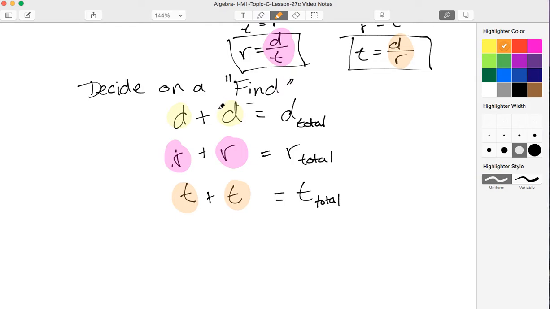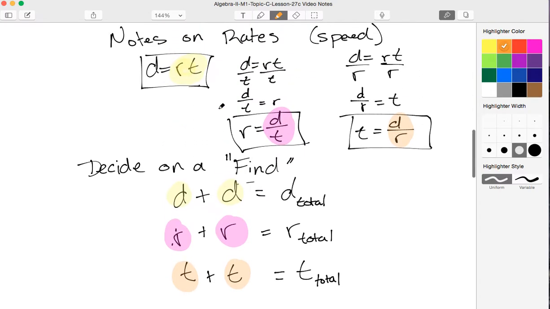Now we're going to try out our example problem.